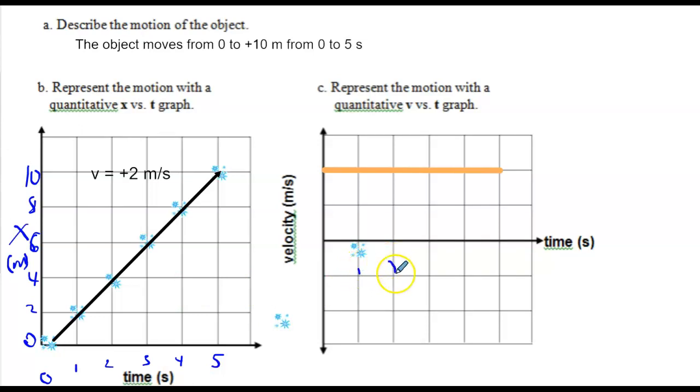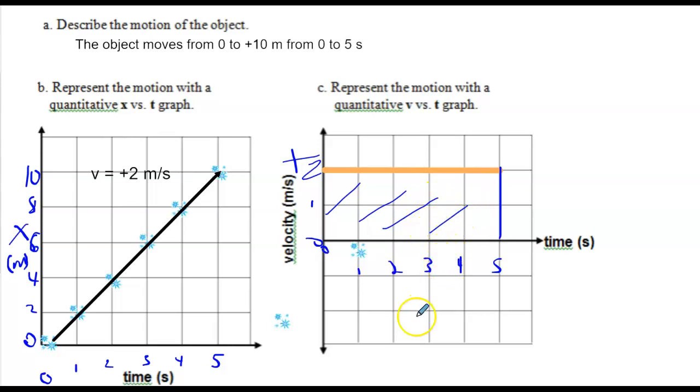So 1, 2, 3, 4, 5 seconds of time, 0 seconds of time. This is 0, 0, the origin. That'd be 0 meters per second, that'd be 1 meter per second, that'd be 2. And these are positive, so it's going to the right on these. So we've done that calculation and figured all that out.